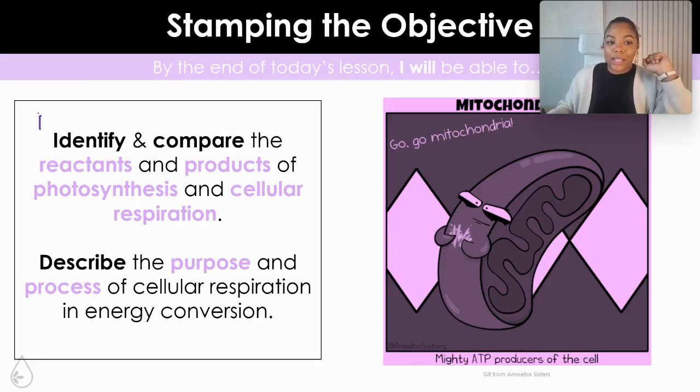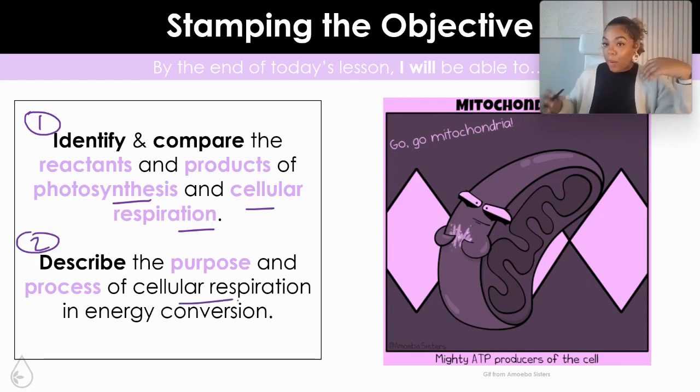The first is we're going to identify and compare the reactants and products of photosynthesis and cellular respiration, because you're going to notice there's a lot of similarities between them. And the second thing we're going to get from this video is being able to describe the purpose and the process of cellular respiration, because while we would get a generic overview, there are also stages that are involved in it, just like the photosynthesis.